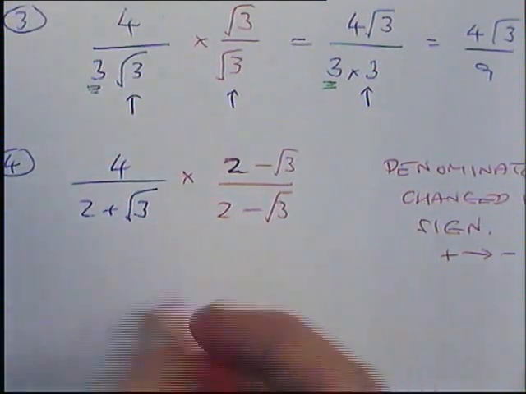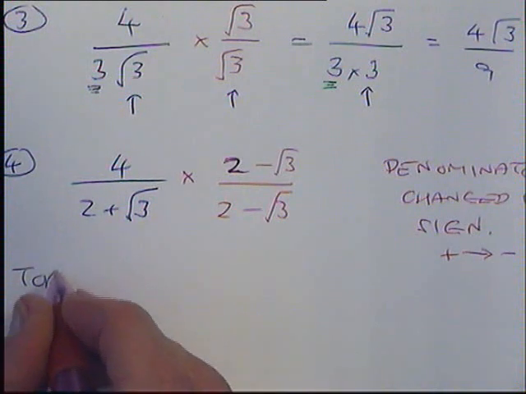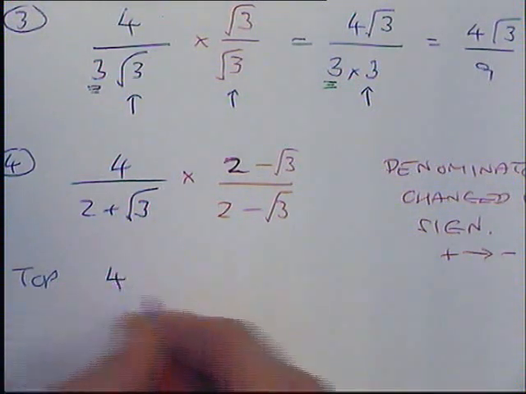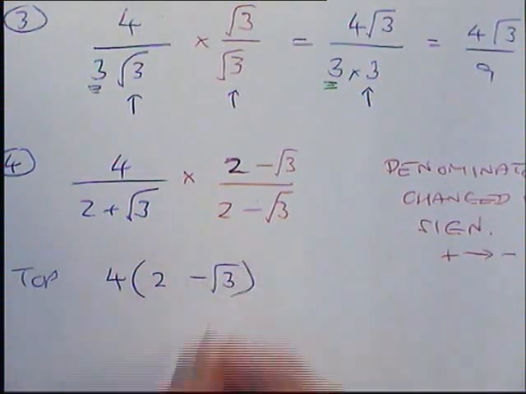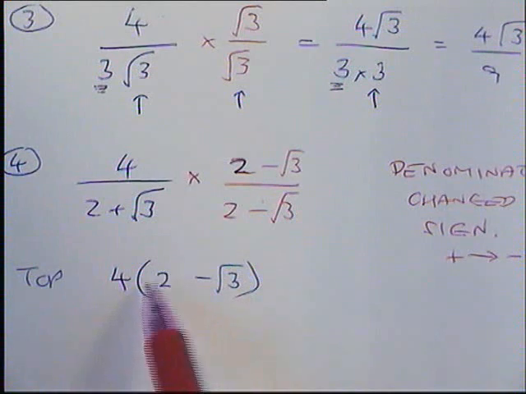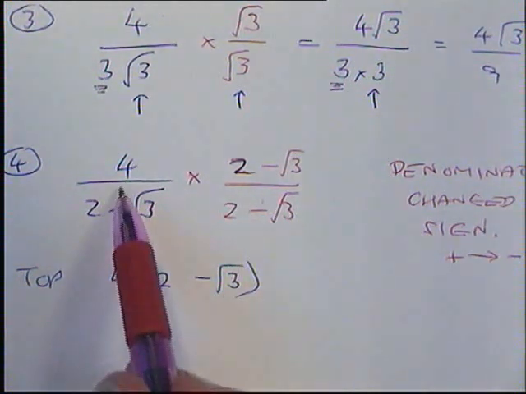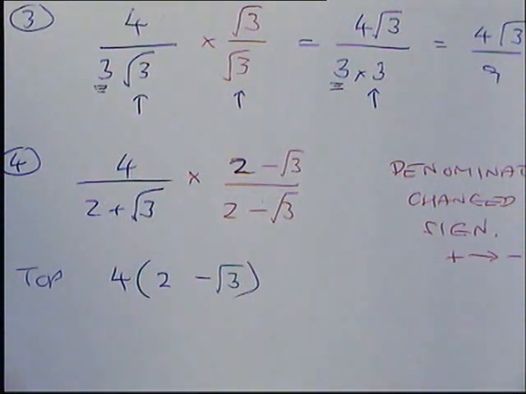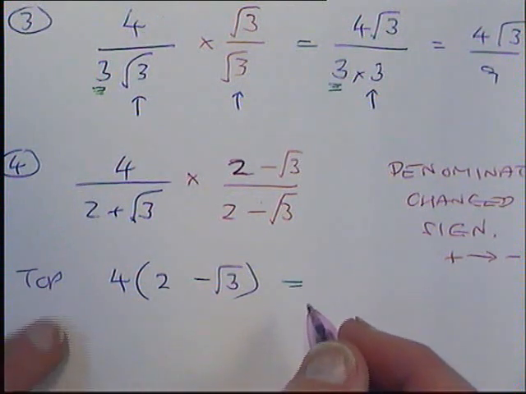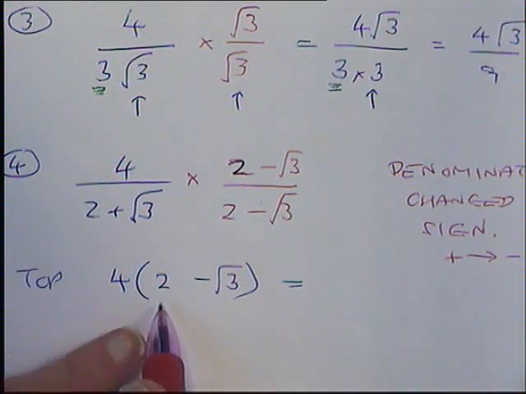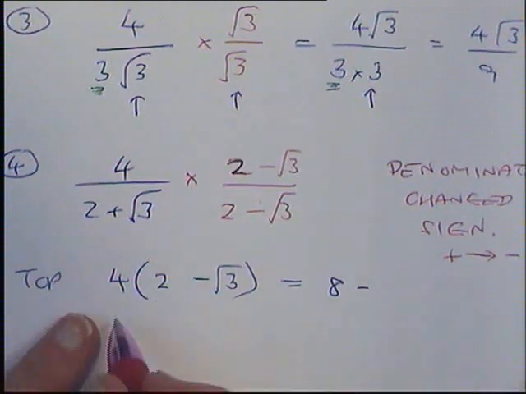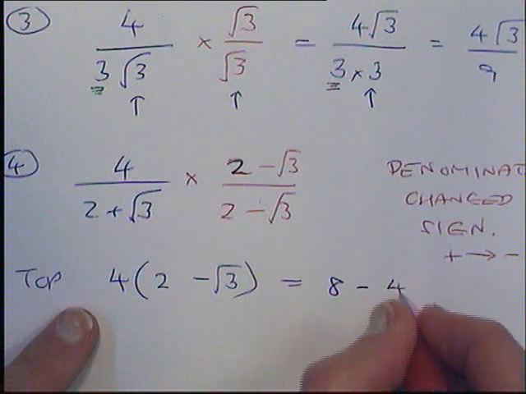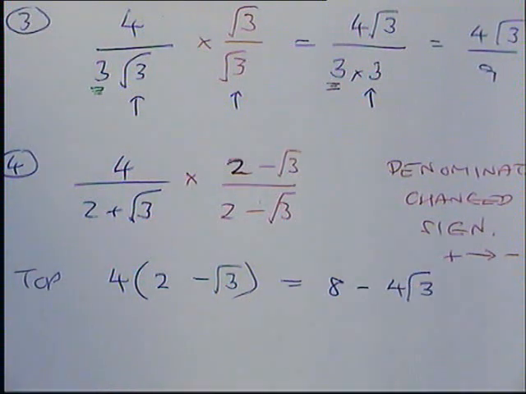Now, let's look at this in 2 parts. Let's look at the top line first of all. The top line here is 4 multiplied by 2 minus the square root of 3. And I've written it in brackets. That's what that's meant here. 4 times by that thing. If you're using brackets and multiplying, this means 4 lots of 2, which is 8. And I'm subtracting 4 lots of root 3. So that's what I'm going to get on my top line.